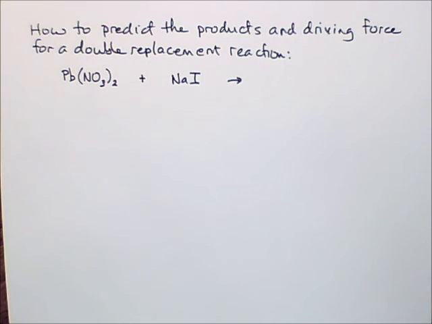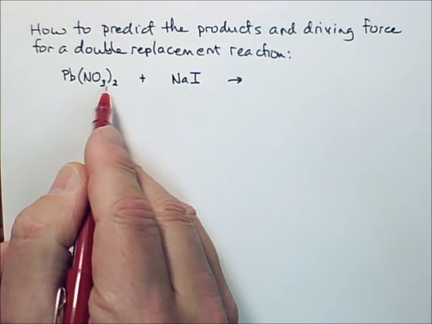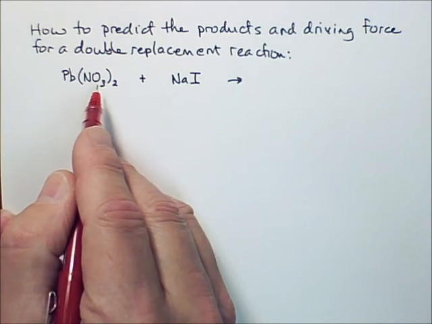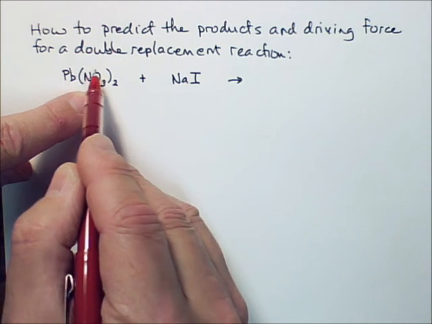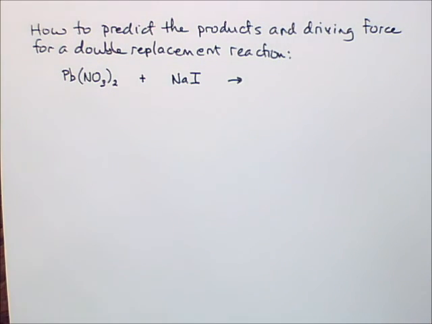I'm going to look here at this equation, and I can see that I have a polyatomic ion right here. And there are two clues. One clue is this NO sub 3 is in parentheses. The only reason we use parentheses in balancing formulas is when you have a polyatomic ion.